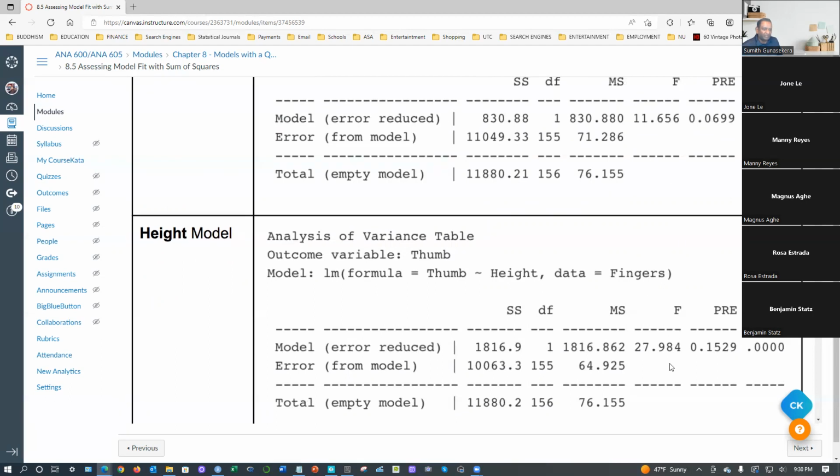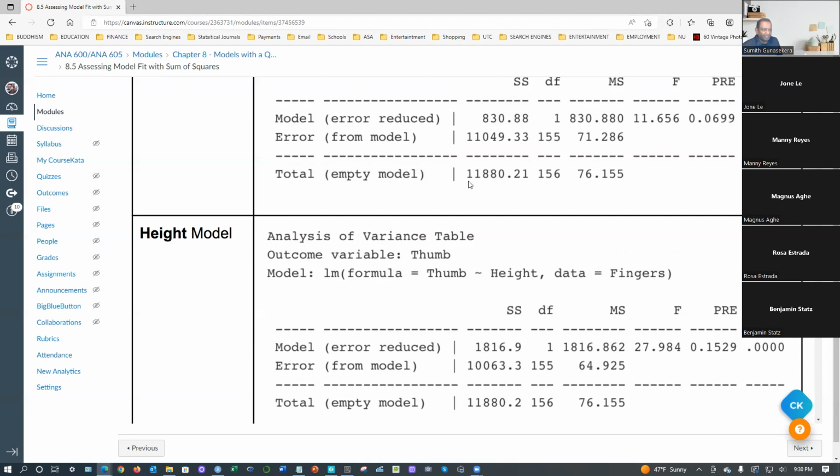Compared to this one, this is much better, because of this pre-value and F value, see? Compare the pre-value. This is greater. Here, the pre-value and the F value, these two values compare. See? This is more than this one.